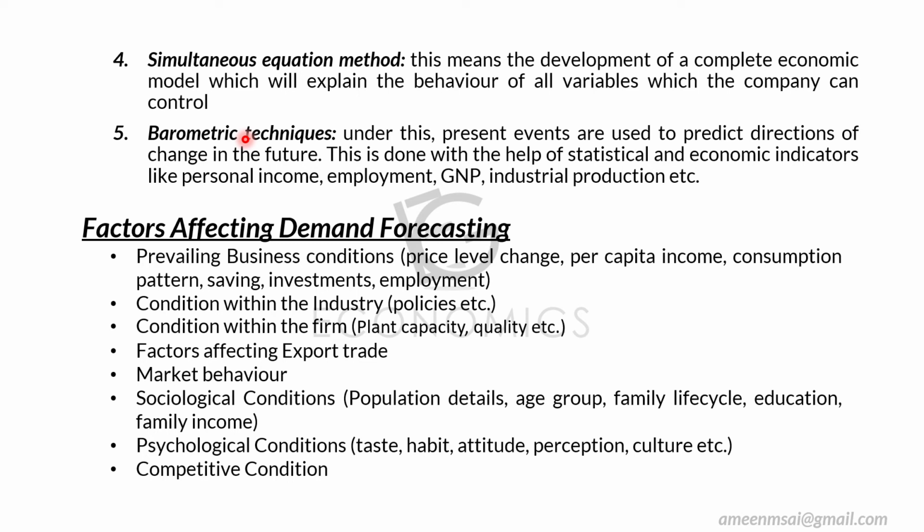The fifth one is barometric technique. So what is barometric technique? Under this, present events are used to predict directions of change in the future. So by taking into consideration the present events, you will be predicting the directions of the change in future. For example, for a particular commodity, the demand is decreasing for the last 5 years.